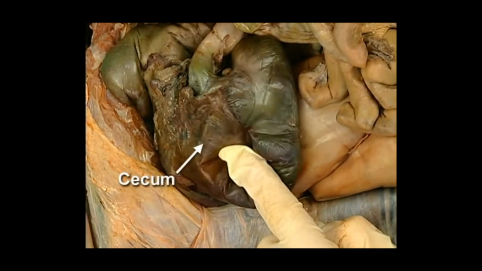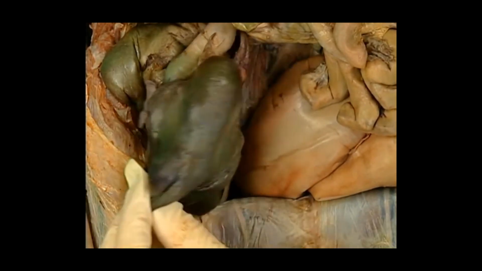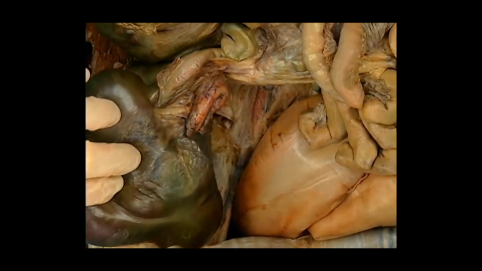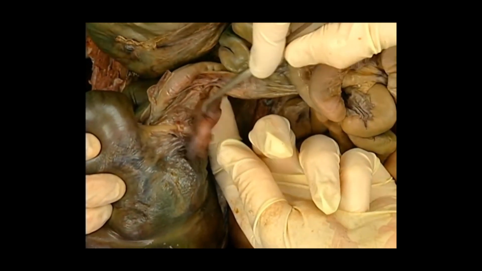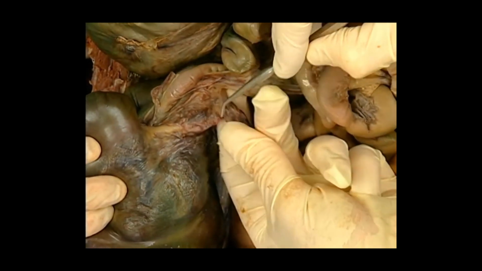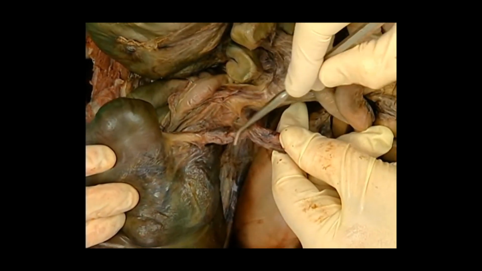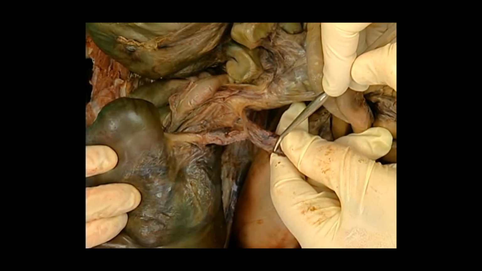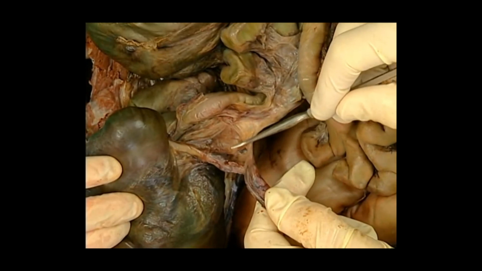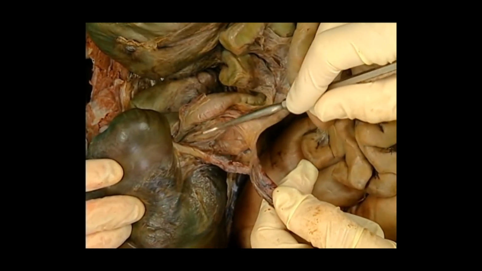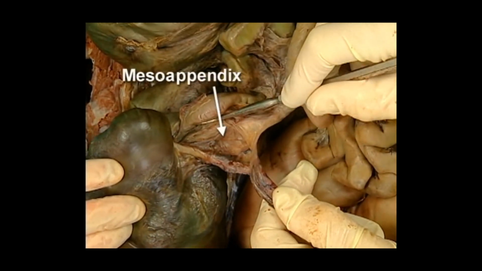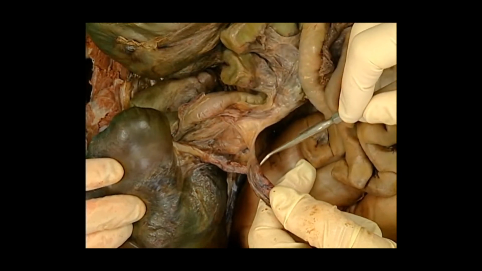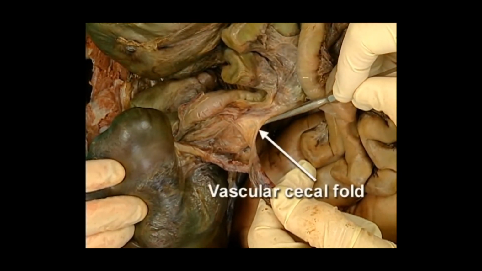Identify the cecum. Underneath the cecum, look for the appendix. Next, look for the mesoappendix, along with the vascular supply of the appendix, the appendicular artery.